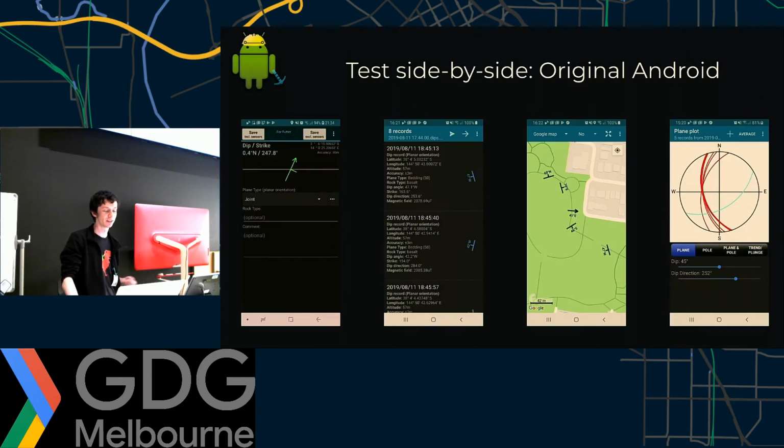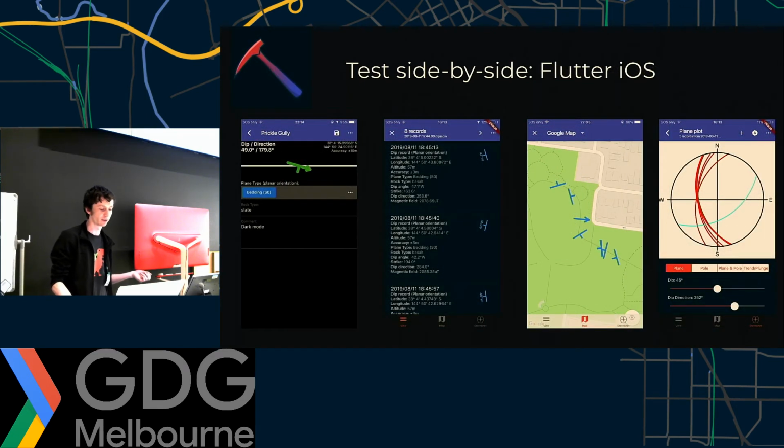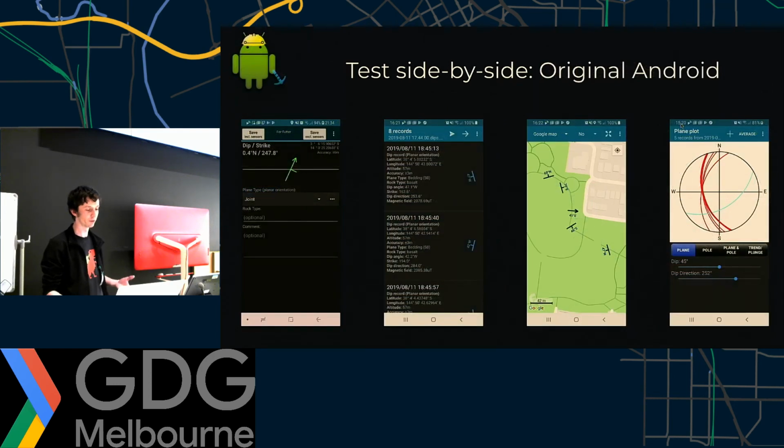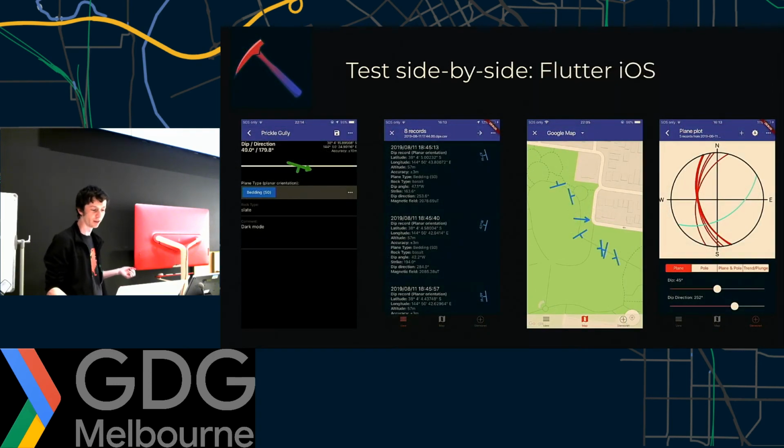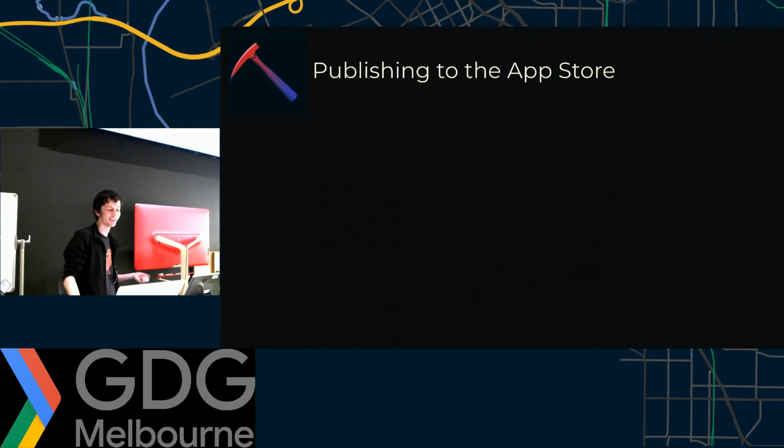Next step, side by side. So here's the original Android app, as we saw, and here's the Flutter app. I've changed the UI slightly and put in a bottom tab navigation bar, but there's the same data. So all of these data records, all these lines are all in the same place, from the original Android to it running on iPhone. Last step, publish to the store.